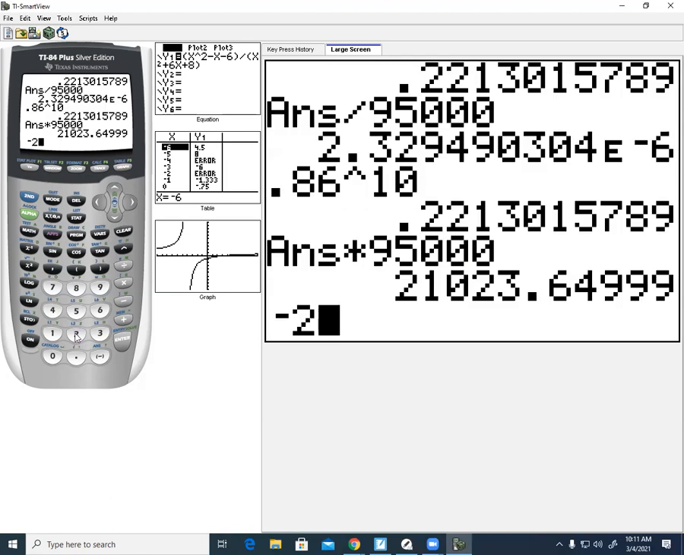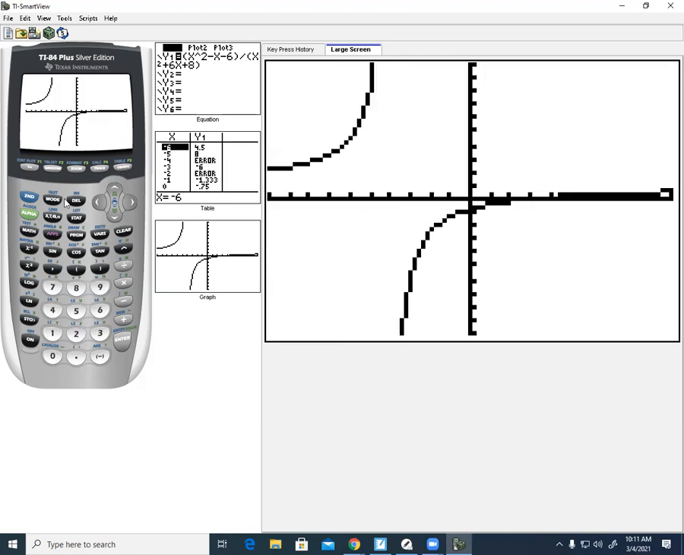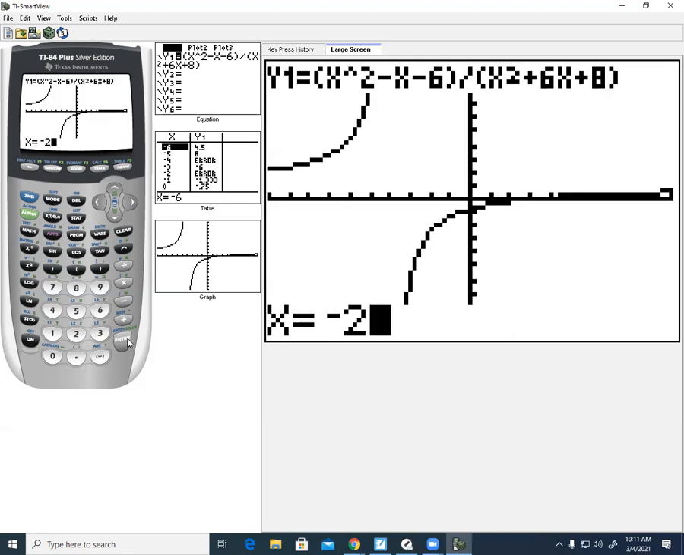If you type in -2 in the trace function, it will show you that there is no value for y. It means that nothing exists. Okay, it's a gap. And the reason that it's a gap is because it's undefined. It would end up making the denominator 0, and that's no good. All right? So hopefully those two things make sense.